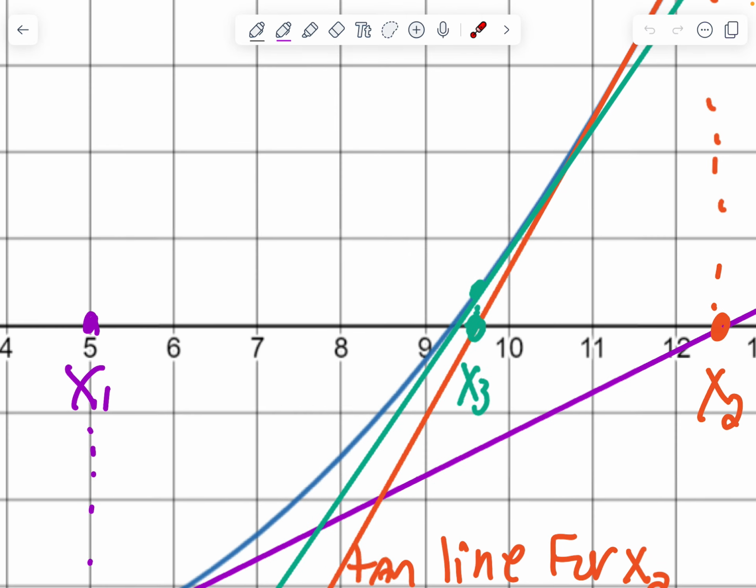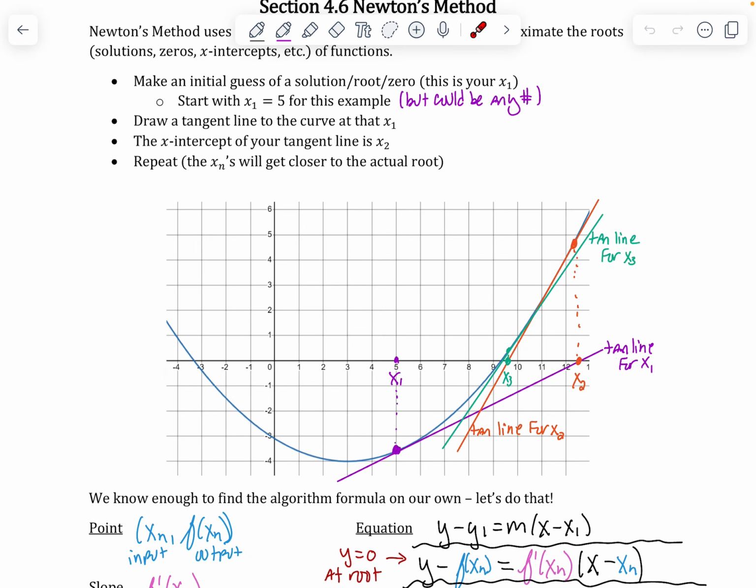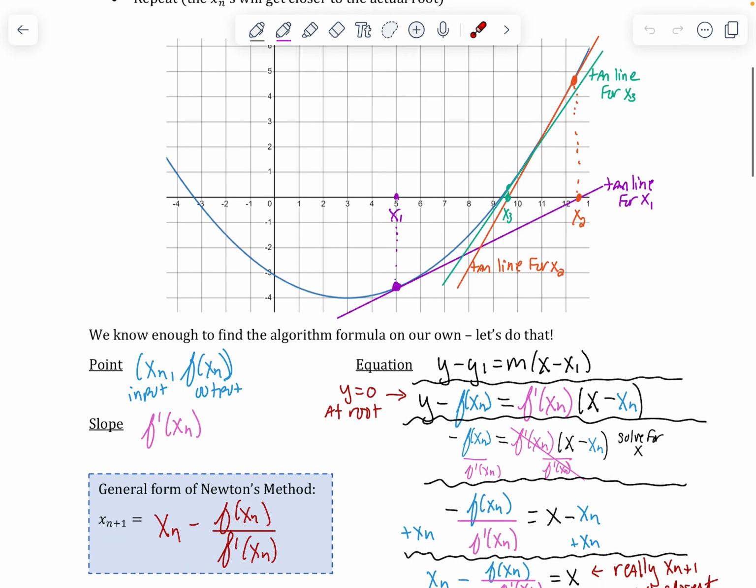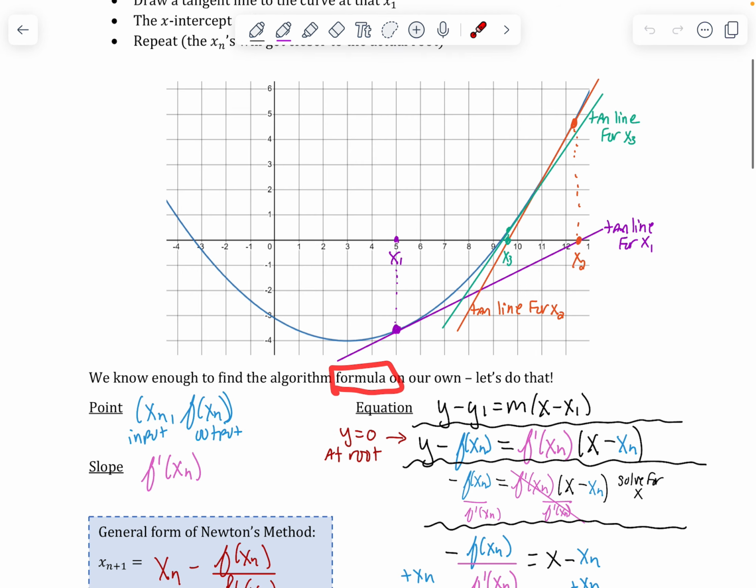It's hard to see. Let's see how good I can do zooming in. Hopefully it's clear that that green tangent line is almost right on top of where the graph is at the x-intercept point, the solution. So that's our process. Now let's go ahead and figure out the formula for what we did.